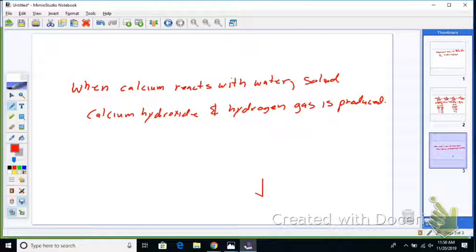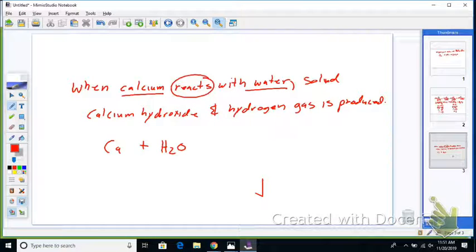When you look at this, we're going to do the same thing, but you don't have your pluses. So this is what I would do. I would go ahead and go calcium, and then I'd write Ca. And then I go water, so it reacts with water. So it's on the reactant side, so I'll go H2O.